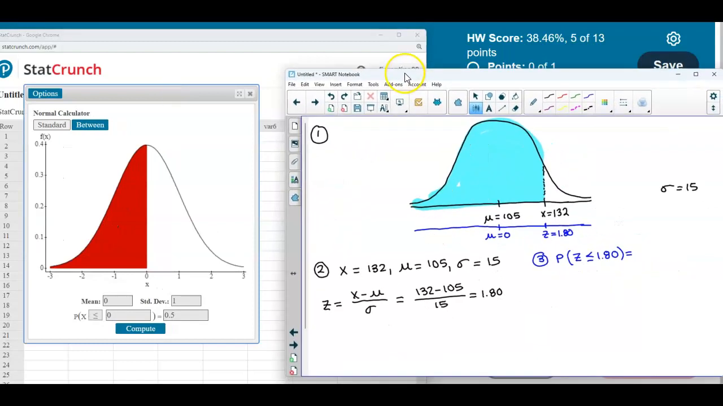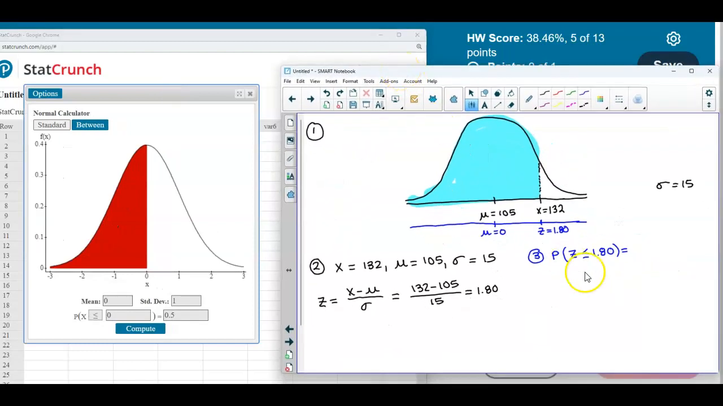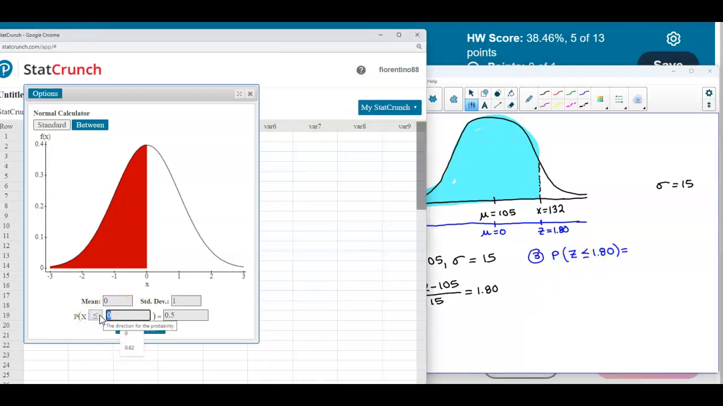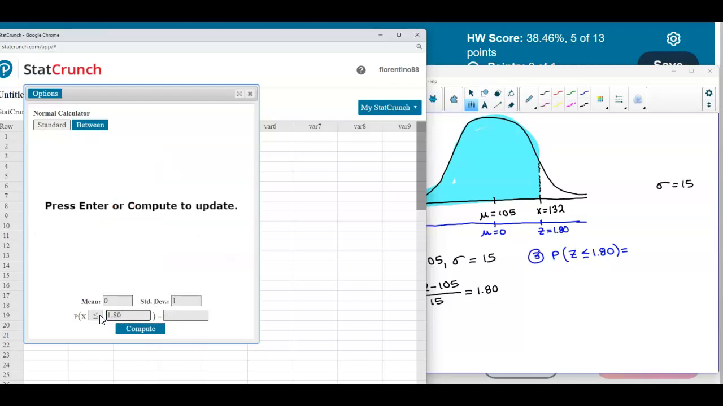Okay, and now what we want to do is find the area that's to the left of this. So we know that we have a mean of 0 and a standard deviation of 1 because now we're in the standard normal distribution. And we want to make sure that we have less than or equal to, so it matches that. And it's going to be less than or equal to 1.80.